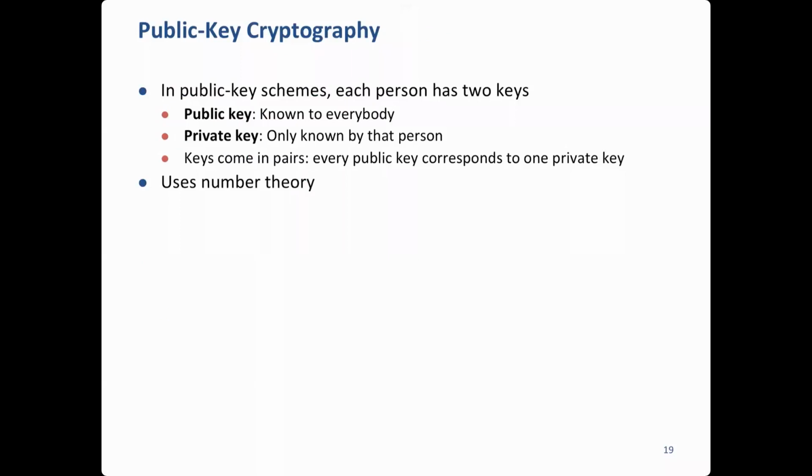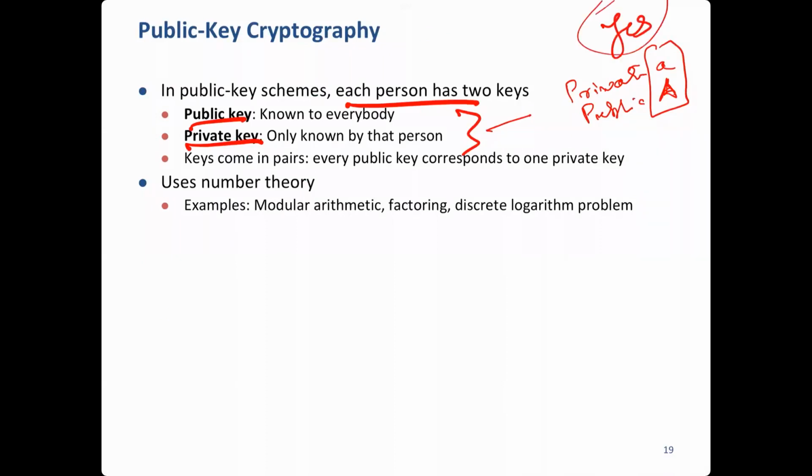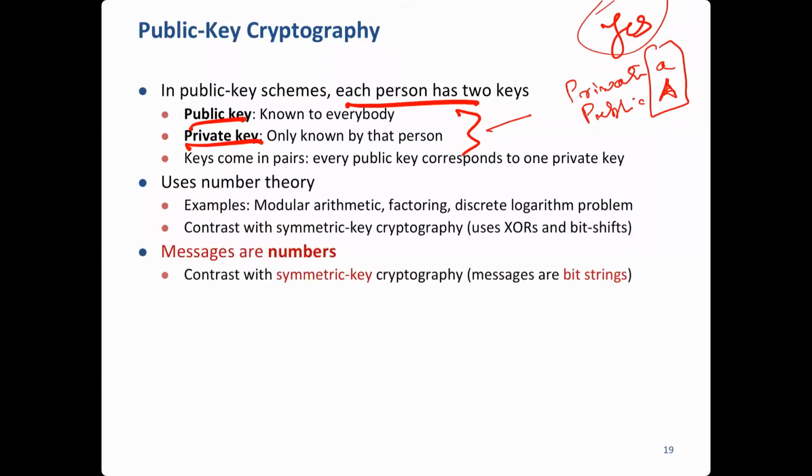Okay, so basically in public key cryptography, each person generates two keys, public key and private key. So we'll say private key, say a, and public key capital A, for example. Is there a relationship between public key and private key? Of course, yes. Otherwise, the whole scheme will not work. And we have seen that it uses modular arithmetic, factoring, discrete logarithm problems, all this.